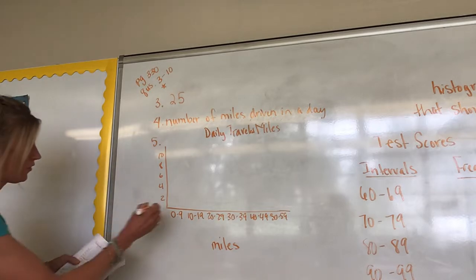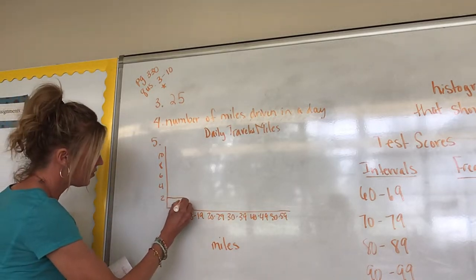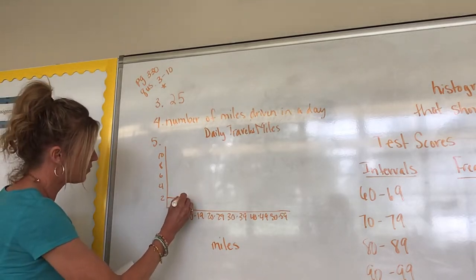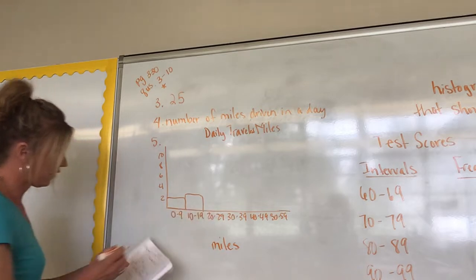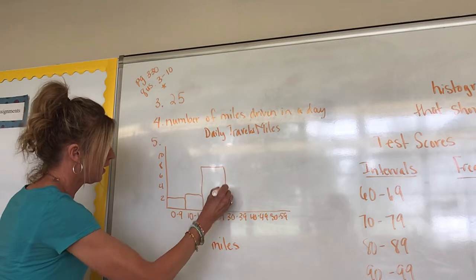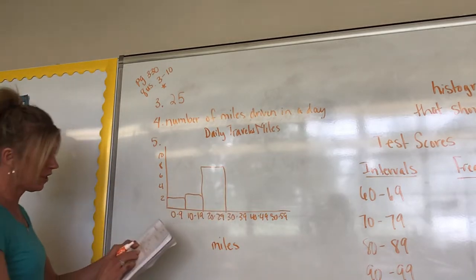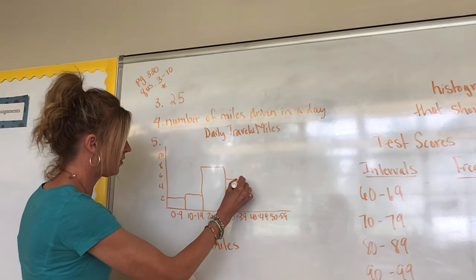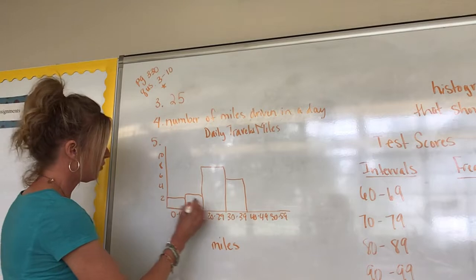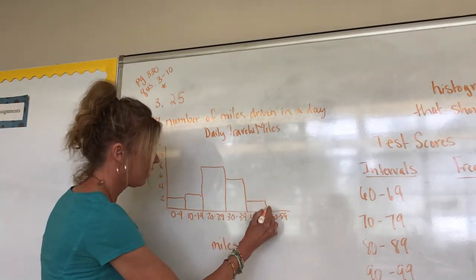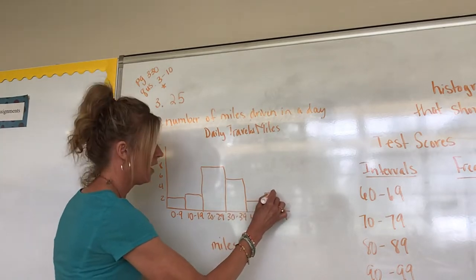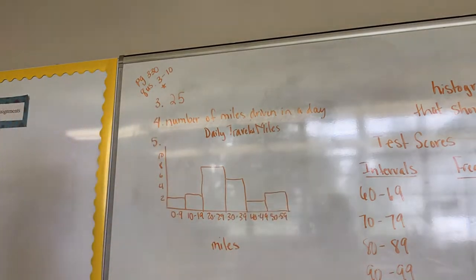Okay, so let's start with the 0 to 9, that was 2. So we'd go up to our 2 and create our bar. The 10 to 19 was 3, so we'd come up halfway between 2 and 4, and that was a 3. The next, 20 to 29, was 8, so shoot it way up to the 8 and come down. 30 to 39, that was a 6, so we go over here to 6 and come down. 40 to 49 was a 2, so let's go back over here to our 2. And then last, 50 to 59 was a 4, so we're going to shoot up to the 4, and then we'll come down.